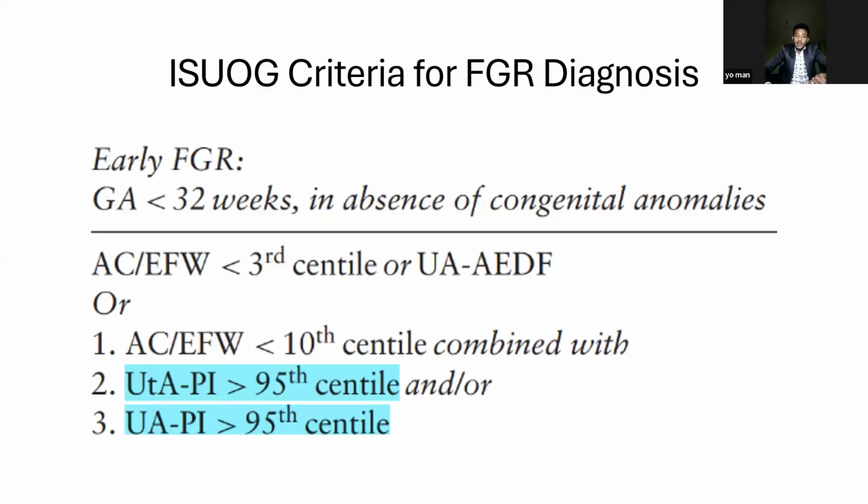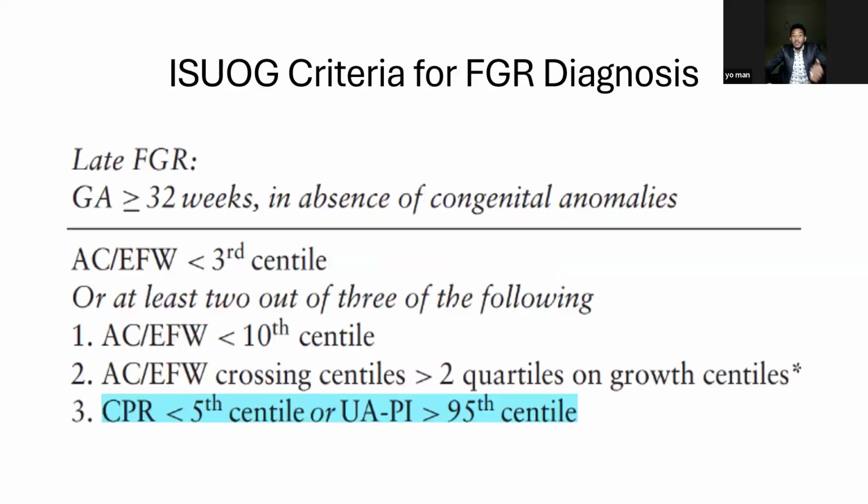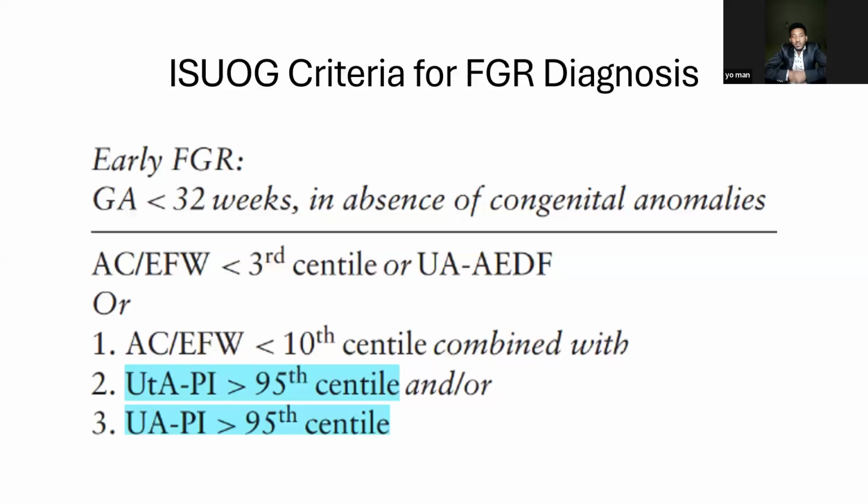Not only for early FGR, but also for late FGR, if you found the AC or estimated fetal weight to be below third percentile for the well established gestational age, you can call it FGR straight away without hassling any graph, any nomogram, or any other things. Okay, if the fetal size is less than third centile for an established gestational age, that fetus was indeed growth restricted. Okay, no need to hassle other things.